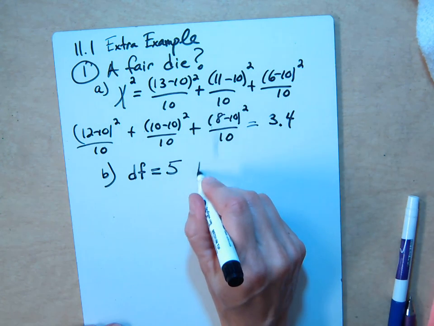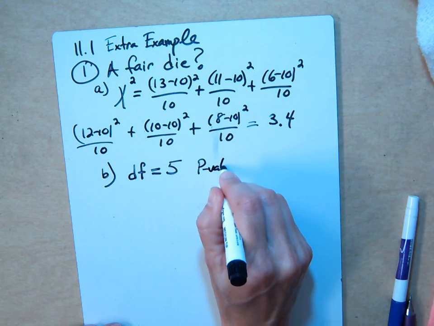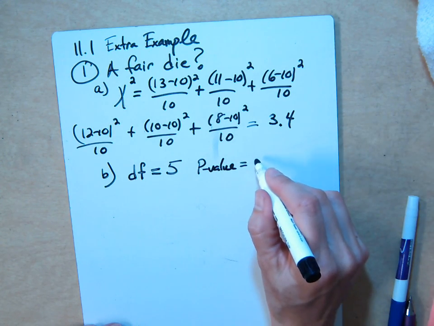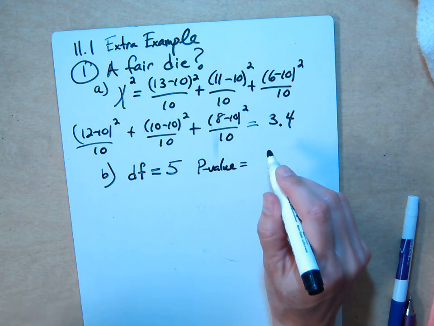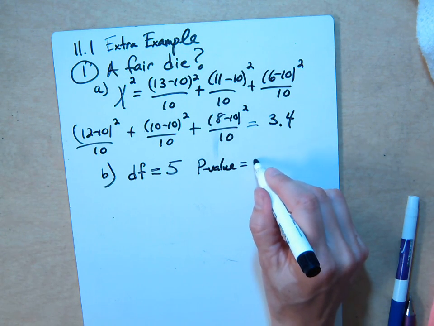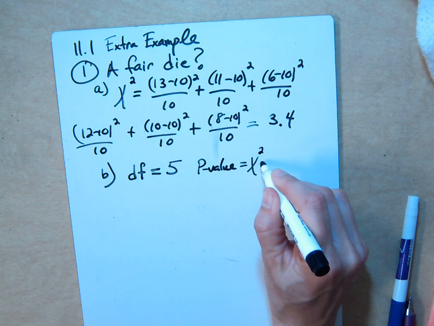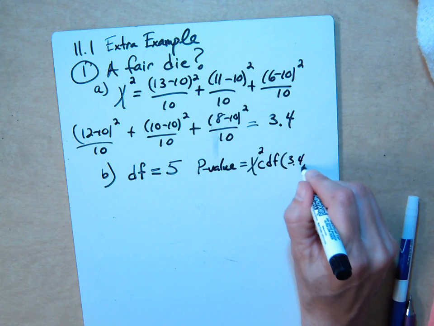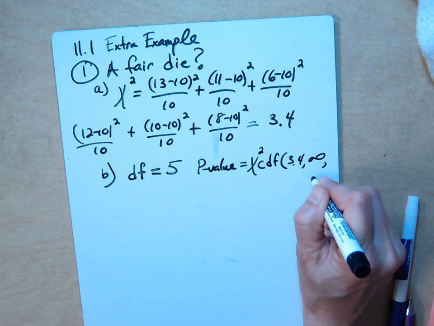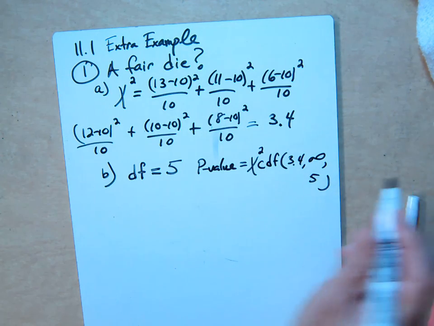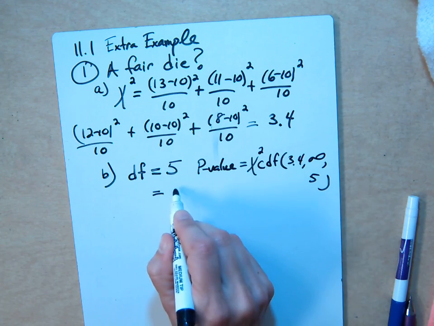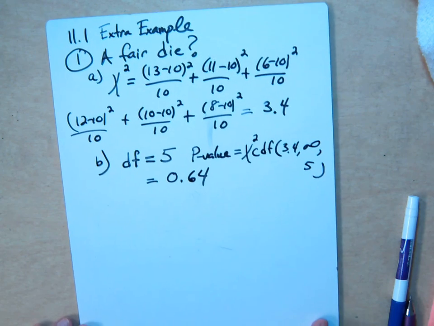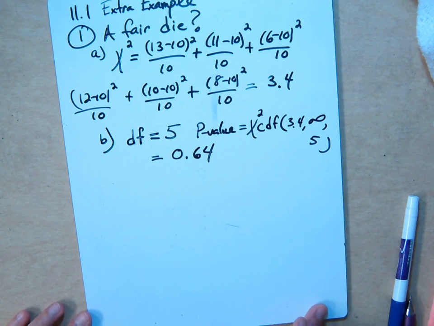And then for the p-value, we would just do on our calculator, and I'll show you table C as well, but more accurate to do chi-squared CDF and do 3.4, a really big number, and 5 for your degrees of freedom. You should get about 0.64 for your p-value. Don't forget to take that extra step.